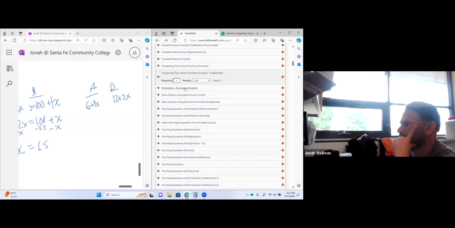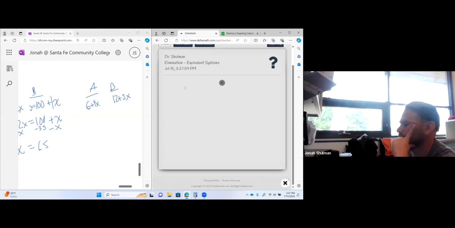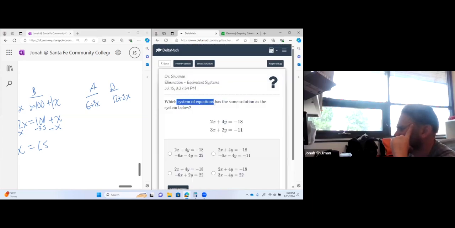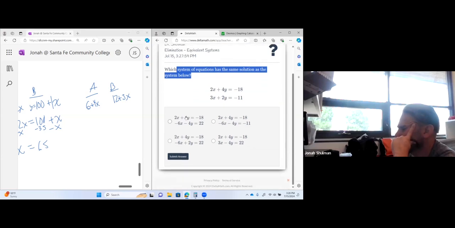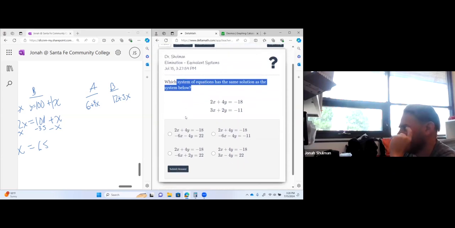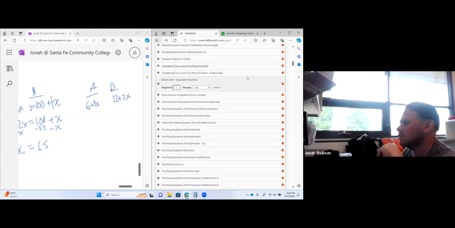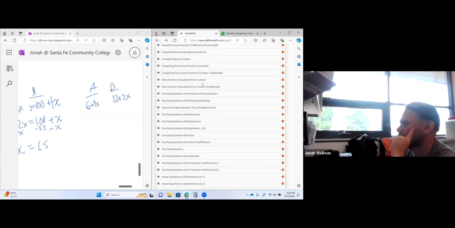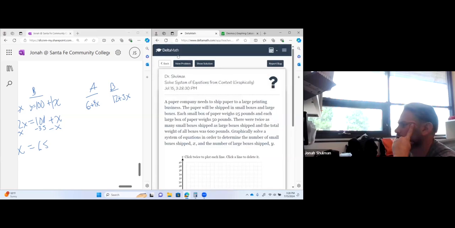All right, let's do an elimination of equivalent systems. Which systems of equations have the same solution? We've done enough elimination where I feel like you don't need to do it for this one. It's just a harder way to say the problem. I don't think you would need this, so I'm going to cross it out. All right, we just did it graphically, right? Yeah, we just did this one.